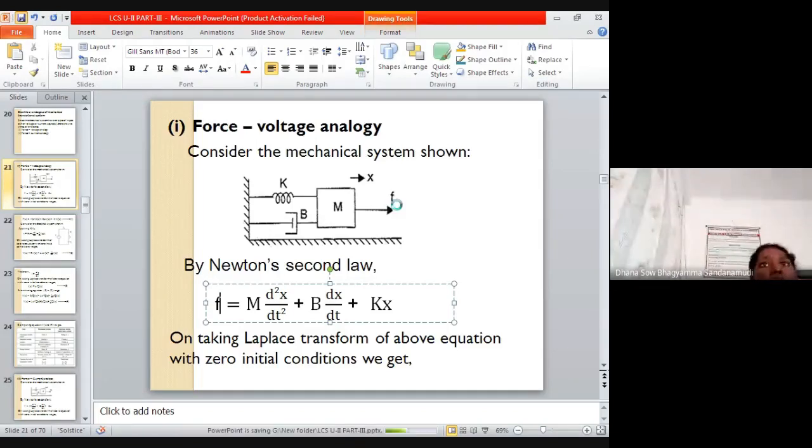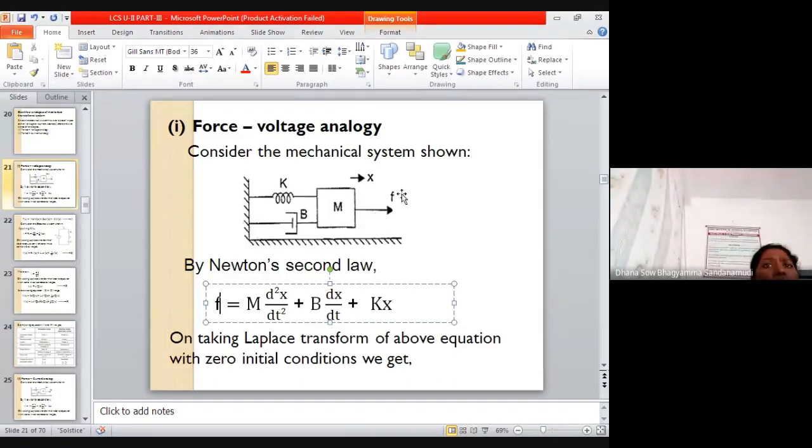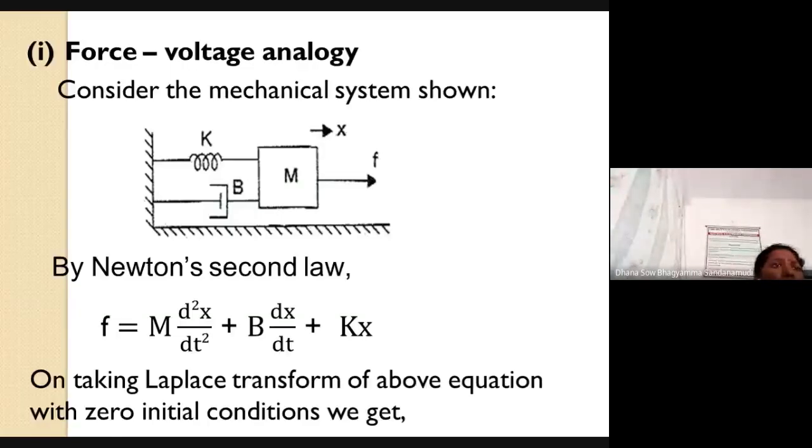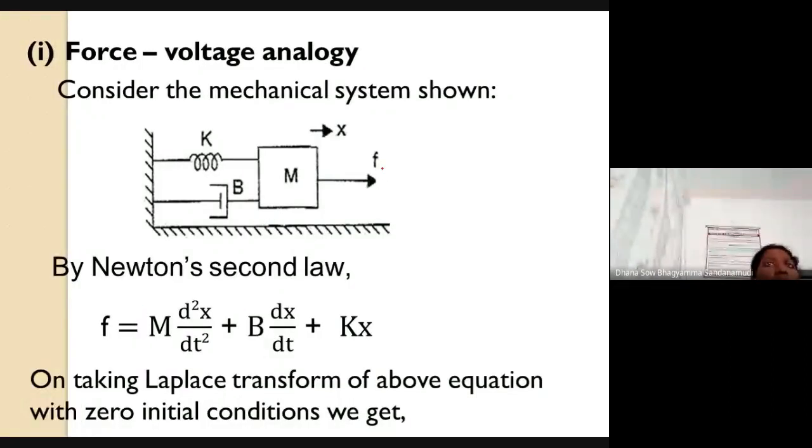So here the applied force is F. Due to the applied force there is a displacement of x here. All these things you already know. When force F is applied, there is a displacement of x. You know the differential equations with respect to the mass, the dashpot, and the elastic spring.